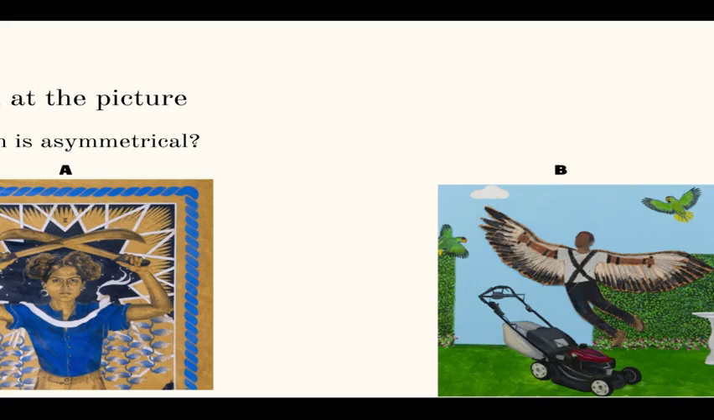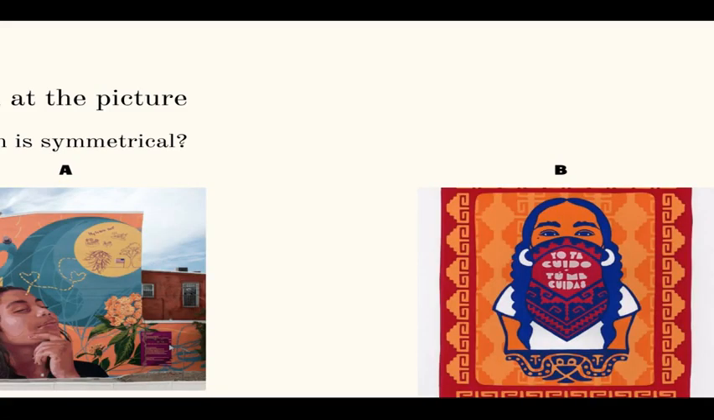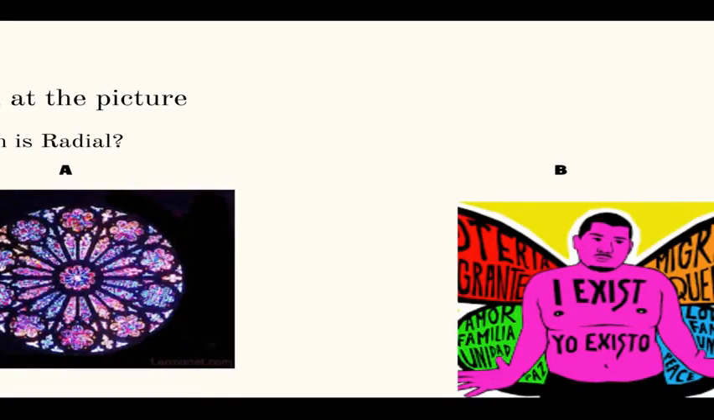Look at the pictures. Which one is asymmetrical? Is it A or is it B? Please make your choice. Look at this picture. Which one is symmetrical? Is it A or is it B? Look at the picture. Which is radial? Is it A or is it B?